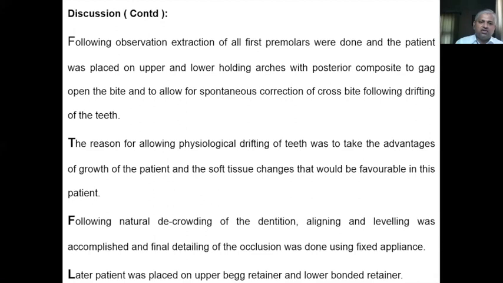Following natural decrowding of the dentition, aligning and leveling was accomplished, and final detailing of the occlusion was done using fixed appliances. Later, the patient was placed on an upper bonded retainer and a lower bonded retainer. These are the sequential photographs of the same patient: initial observation, then following extraction, and this is the follow-up. You have to observe how there's a significant improvement in the lip architecture, the competence of the lips, the chin position, and especially from post-treatment to follow-up. From post-treatment to follow-up, there's a very remarkable change, especially in relation to the lower chin, which adds a lot of aesthetics to the balance of the face.